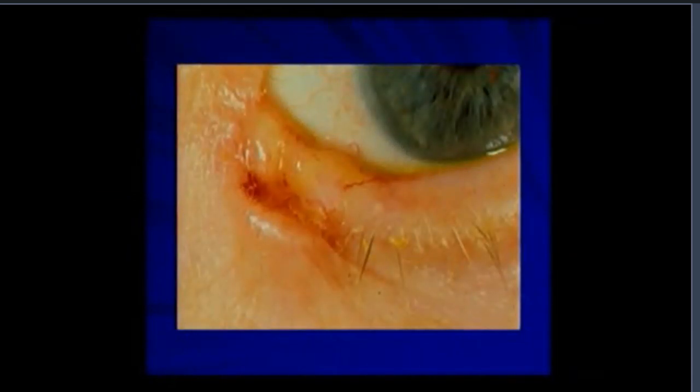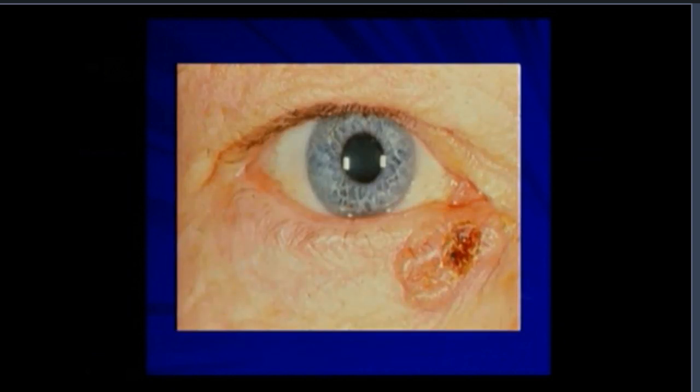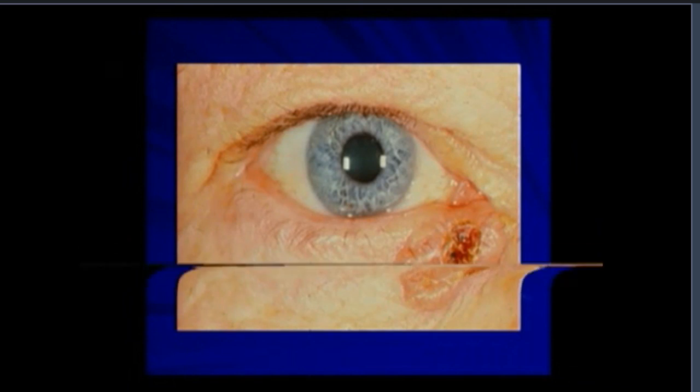You can see the ulceration, induration, telangiectasia, and destruction. You can see the pearly borders in this photo. So again, ulceration, induration, irregularity, destruction, non-tenderness, telangiectasia, and pearly borders are the signs of malignancy in this patient. And also in this patient, the same thing. We go through ulceration, destruction, pearly border, telangiectasia. I think it's very clear in this patient. And believe me, it's painless. So this is really very characteristic of this disease.